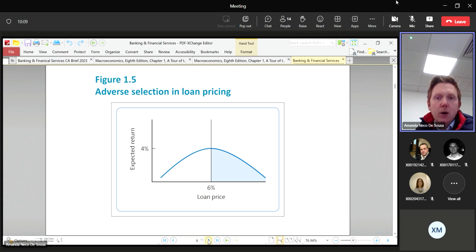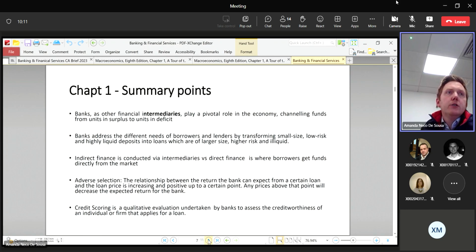And therefore that's why the pricing is lower. So just in terms of summary points on chapter 1, banks, like other financial intermediaries, play a vital role in the economy, channeling funds from units in surplus, i.e. savers, to units in deficit, i.e. borrowers. Banks address the different needs of borrowers and lenders by transforming small size, low risk and highly liquid deposits into loans which are of large size, higher risk and illiquid, and they get paid to do that.